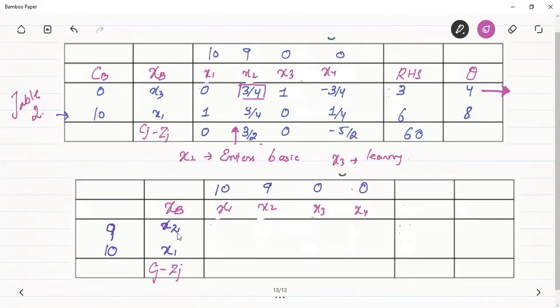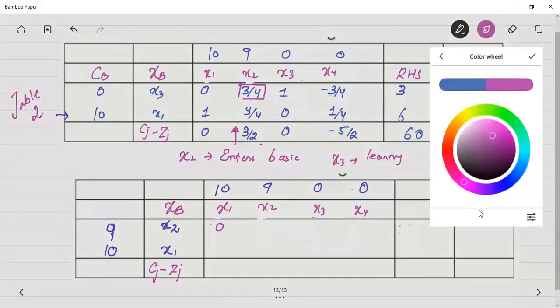x3 will be replaced by x2 and x3 was the key row, it was the leaving variable row, and all the elements of the row x3 will be replaced by dividing the elements by the key element. So 0 by 3/4 is what? 0. 0 by 3/4 is 0.